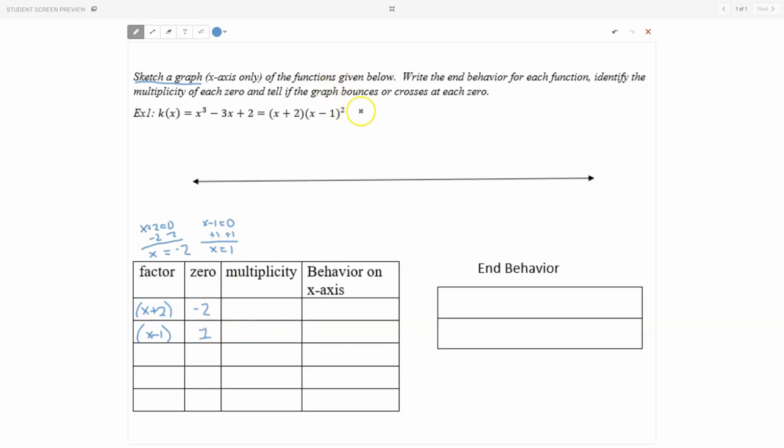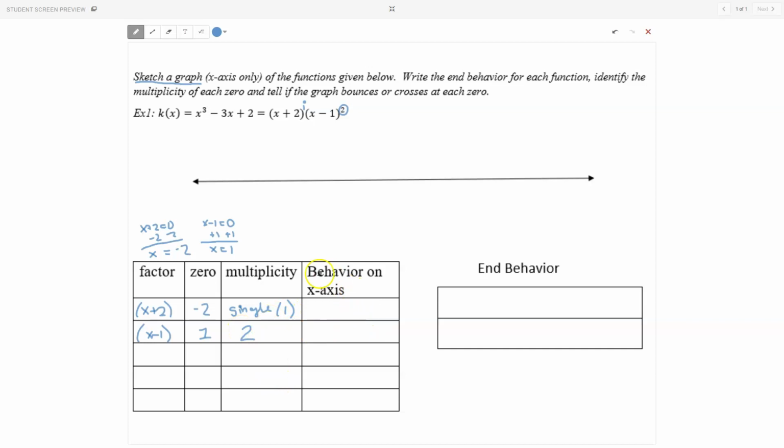The multiplicity is determined by this up here. This has an exponent right here of 1. This has an exponent of 2. So this has a single multiplicity. You can write the word single right there, or you can put the number 1. And then the x minus 1 has a multiplicity of 2.